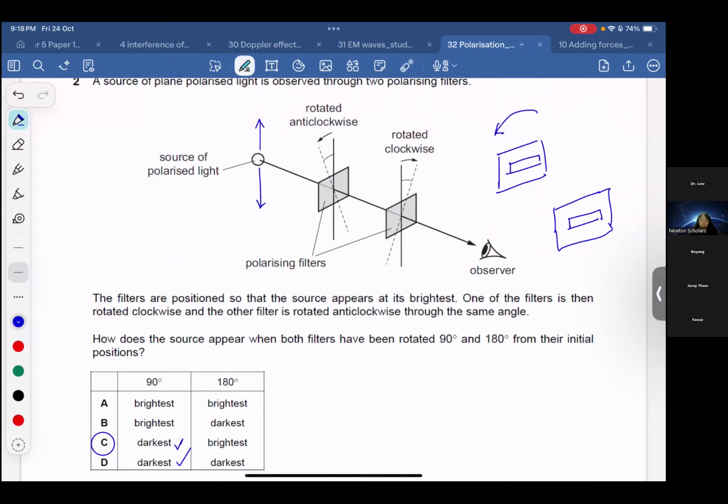Okay, 90 degrees will block all. Perpendicular to your polarized light, it will totally block it. 180 degrees, actually you go back to the original pattern, so it can pass through. Okay. So can I proceed to page number 6?